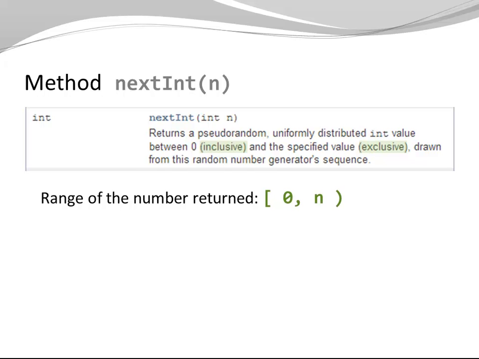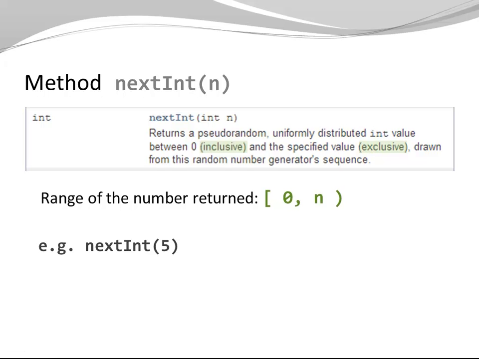Class Random also provides a method called nextInt, where I can pass an integer. Let's read what the Java API says. It says nextInt, when I pass an integer, returns a pseudo-random uniformly distributed integer value between 0 inclusive and my specified value, that's n, exclusive. So I can say it gives me a value in the interval 0 inclusive, that's the square bracket, to n exclusive, that's the meaning of the parenthesis here.